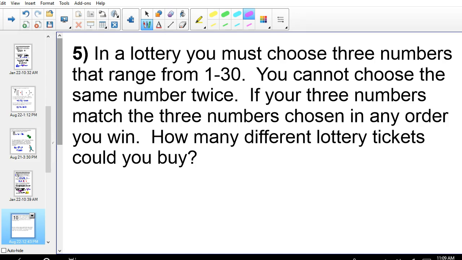Okay, so in a lottery, you must choose 3 numbers that range from 1 to 30. You cannot choose the same number twice. If your 3 numbers match the 3 numbers chosen in any order, you win. How many different lottery tickets could you buy? Now, we're working our way up to the real lottery, like Powerball. Powerball's a little bit weird, but let's say Powerball without the Powerball, just 5 numbers. If you want to win that lottery, you can get your numbers in any order. So if you choose the correct numbers, but they're not in the same order that they're drawn, they still count.